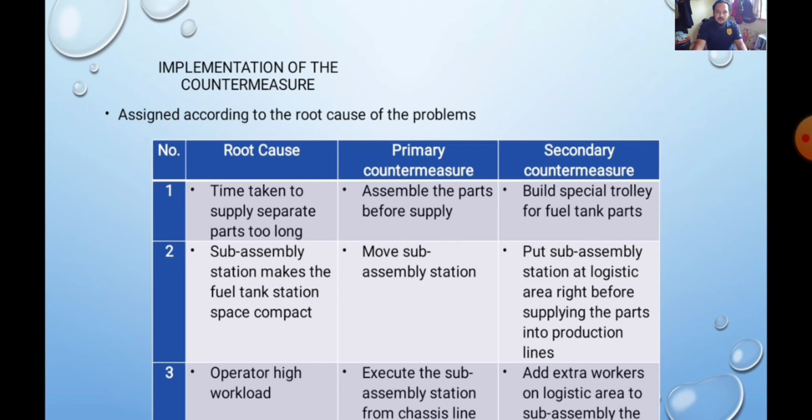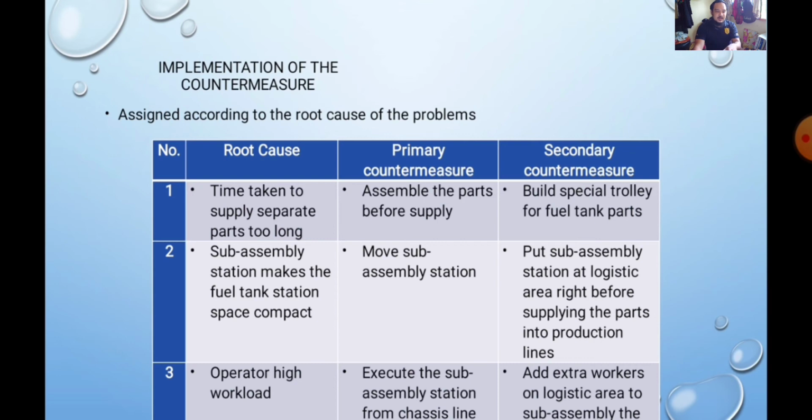Okay, next for the second one, the sub-assembly station makes the fuel tank station space compact. So when the sub-assembly station is moved to the logistic area, it automatically minimizes the space utilization at the chassis line. In order to move the sub-assembly station, we need another space that is more strategic, which we can implement in the logistic area right before the supply process.